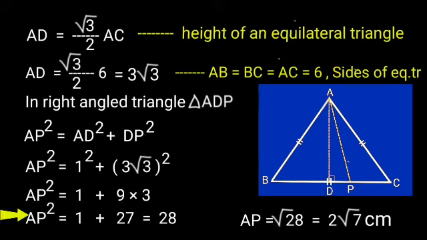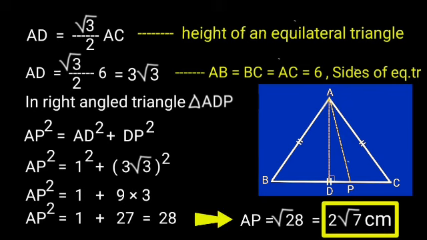Taking the square root of both sides, AP is equal to root 28. 28 is 4 into 7. 4 is a perfect square. The root of 4 is 2, remaining root 7. Hence AP is equal to 2 root 7 centimeter. Thus we have found the value of AP is equal to 2 root 7 centimeter.